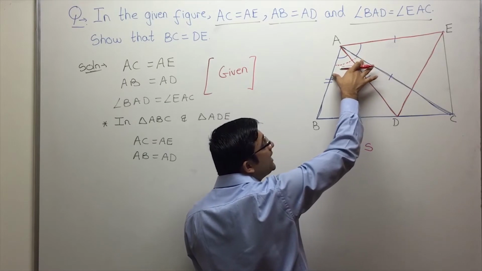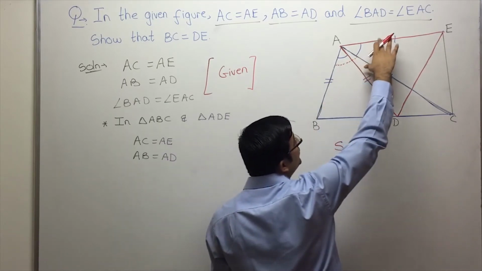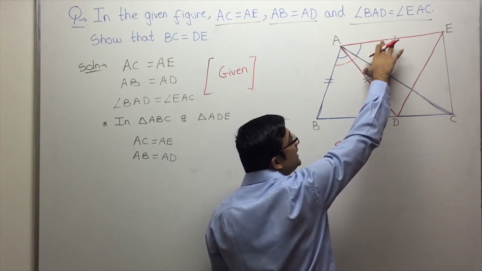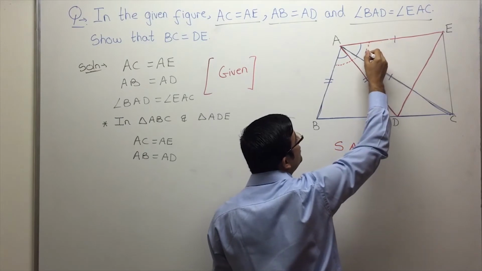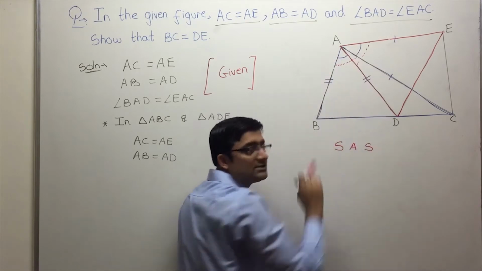So what is the included angle between AB and AC? This angle over here. Similarly, for the red triangle, which two sides are equal? This and this. That is, these two are corresponding to this. So what is the included angle for these two sides? This over here. So I have to show this entire angle is equal to this entire angle.